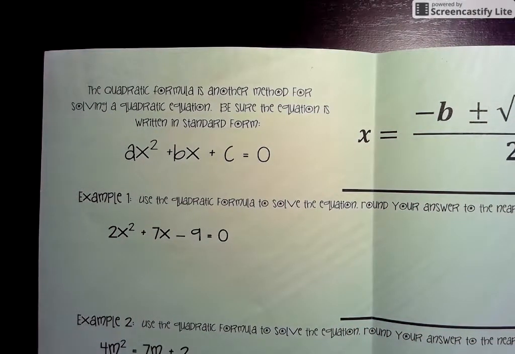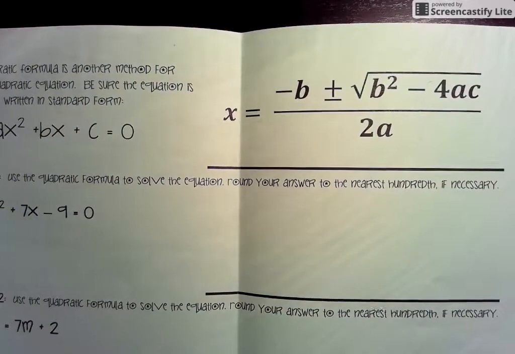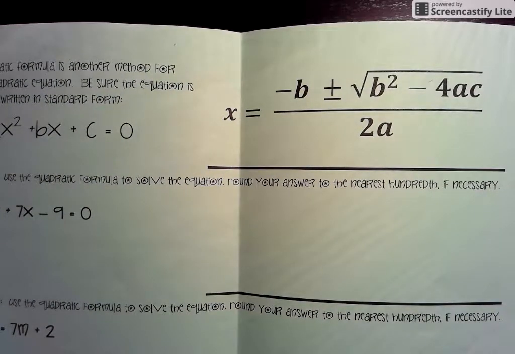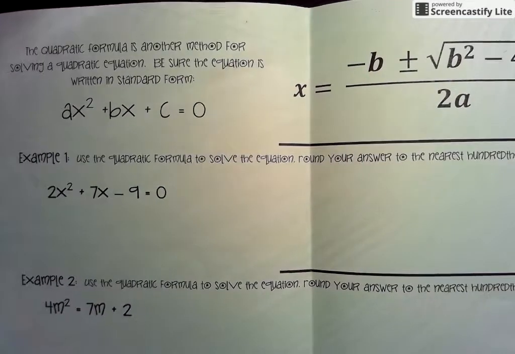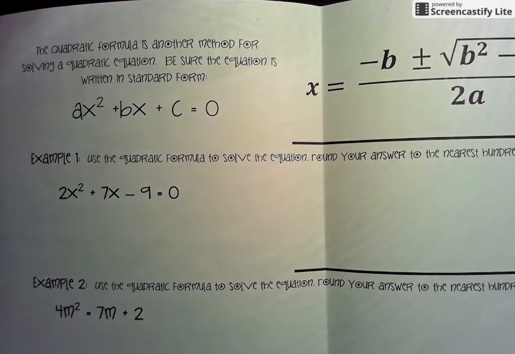From there, you're going to use this formula. This is the quadratic formula, and you can memorize it by singing it to the tune of Pop Goes the Weasel. So it goes something like this. X equals negative b plus or minus the square root of b squared minus 4ac all over 2a. Now, that's something you're going to have to memorize.